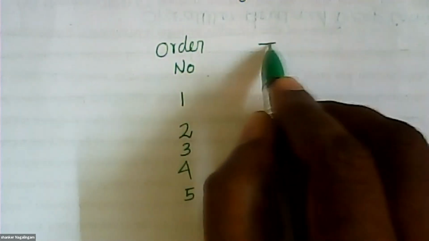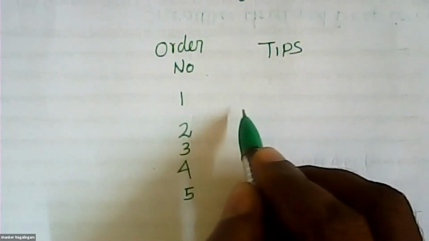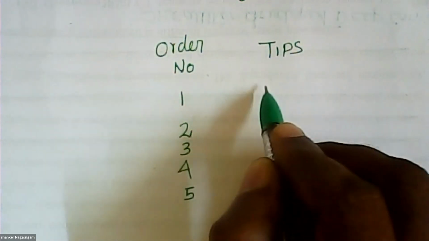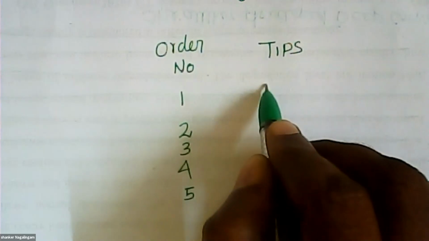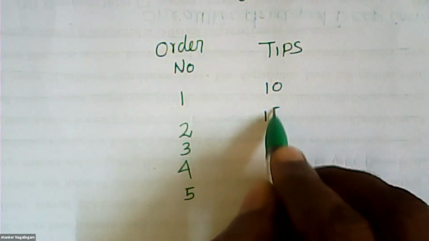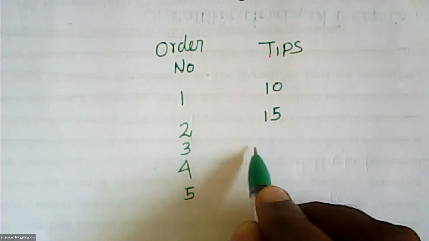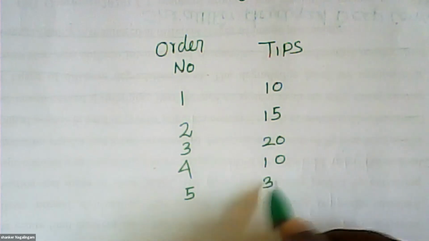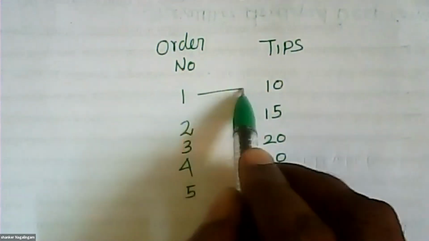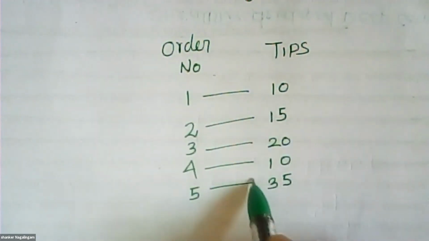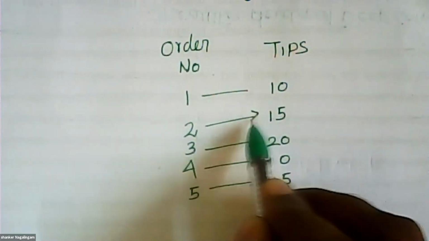And when he does the orders, he'll be getting some tips. For the first order of a meal, it may be any item, I don't depend on that, the person gets a tip of 10 rupees. When he goes for the second order, he gets a tip of 15 rupees. For the third order, he gets a tip of 20 rupees. The fourth order is 10, and the fifth order is 35. Now, this is the order and the tips given to this particular person who delivers the food item to the home, and this is the amount.